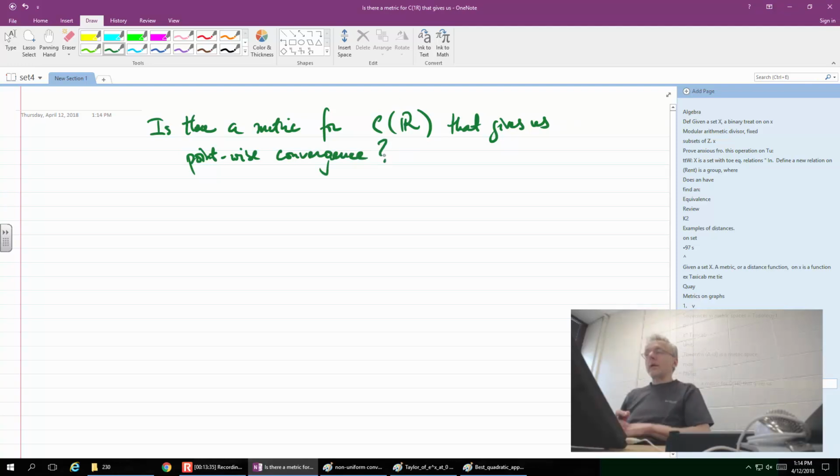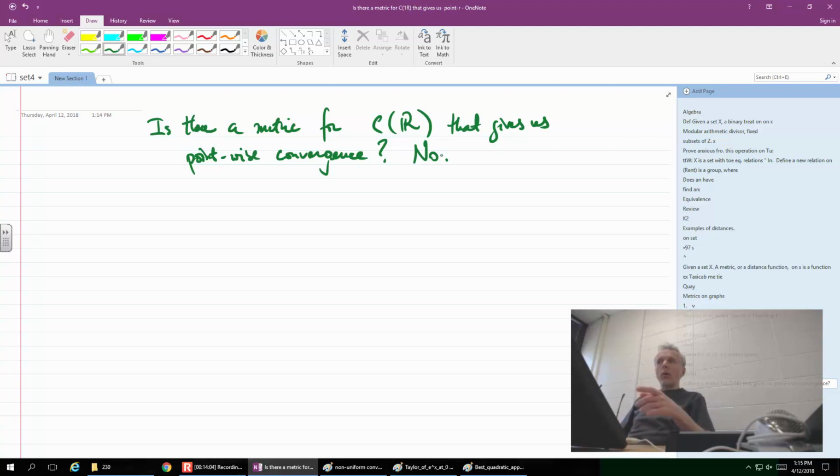So once again, whenever we talked about uniform convergence, and asked whether there is a metric that gives uniform convergence, the answer is yes. That's what we have demonstrated. But for pointwise convergence, the answer is no. There cannot be a metric for that.